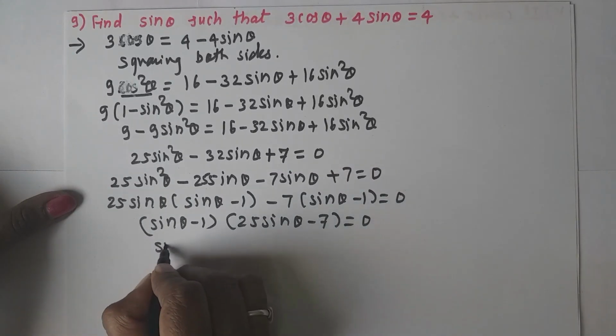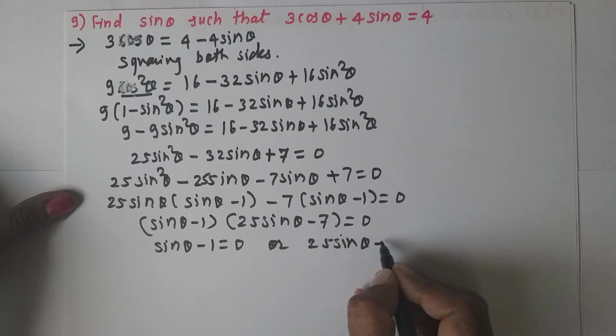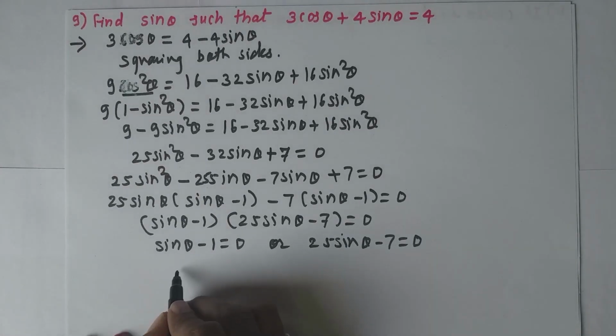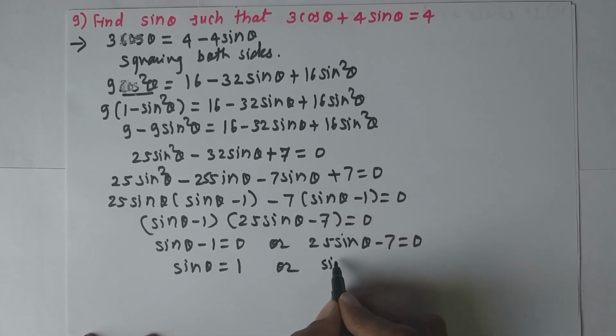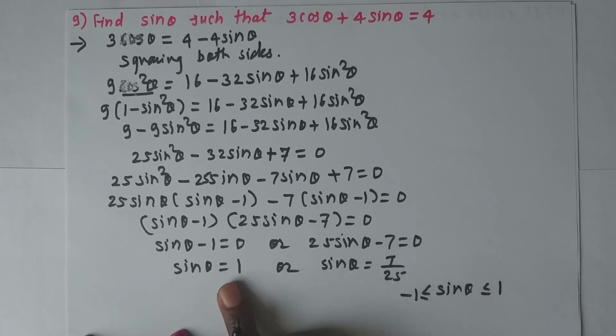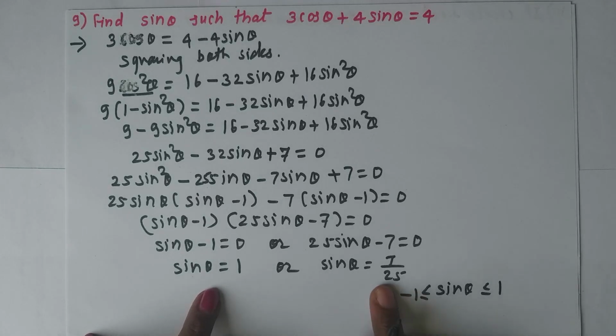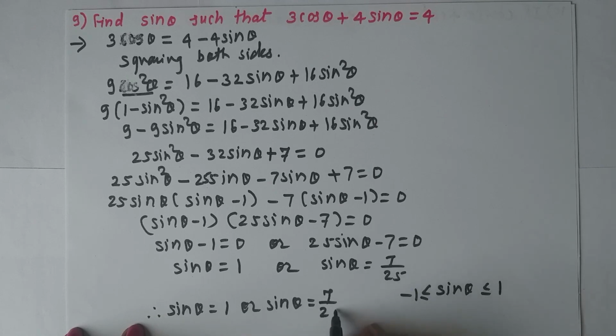Now the product of these two is 0, meaning either sin theta minus 1 will be 0 or 25 sin theta minus 7 will be 0. Okay. Now if sin theta minus 1 is 0, then we will get the value of sin theta as 1. And if this is 0, then I will get the value of sin theta as 7 divided by 25. Okay. Now see here, the range of sin theta is from plus 1 to minus 1. And of both these values, this one is 1, which is permissible, and this is a value less than plus 1. Therefore both the values are permissible. Therefore you write down sin theta is equal to 1 or sin theta is equal to 7 divided by 25.